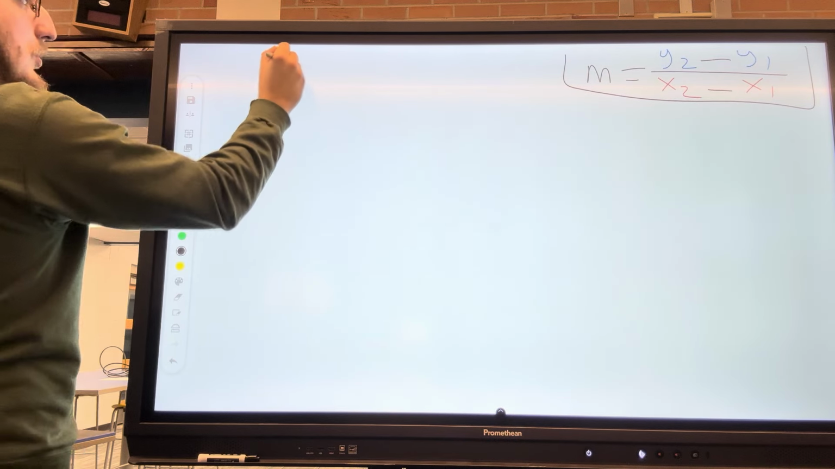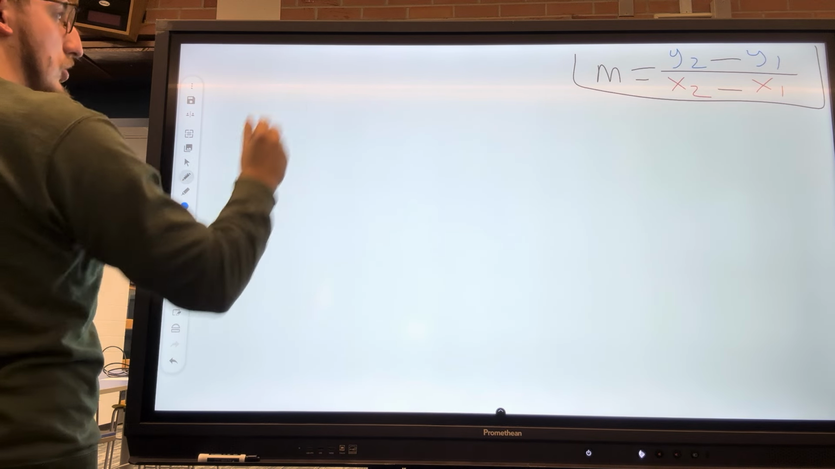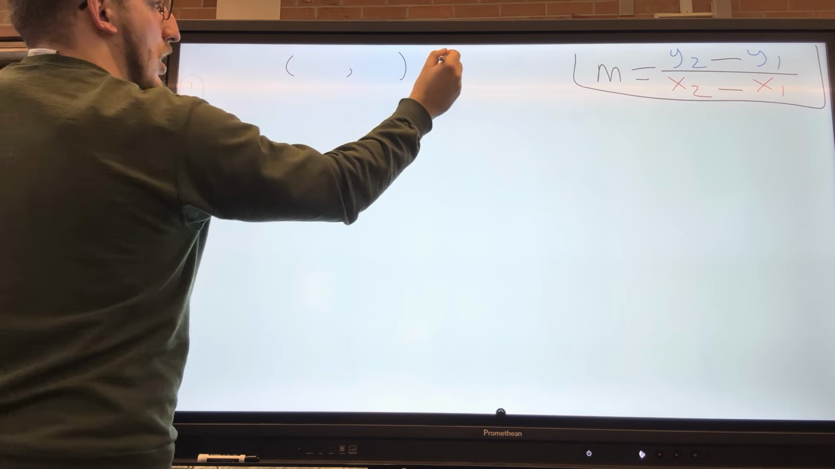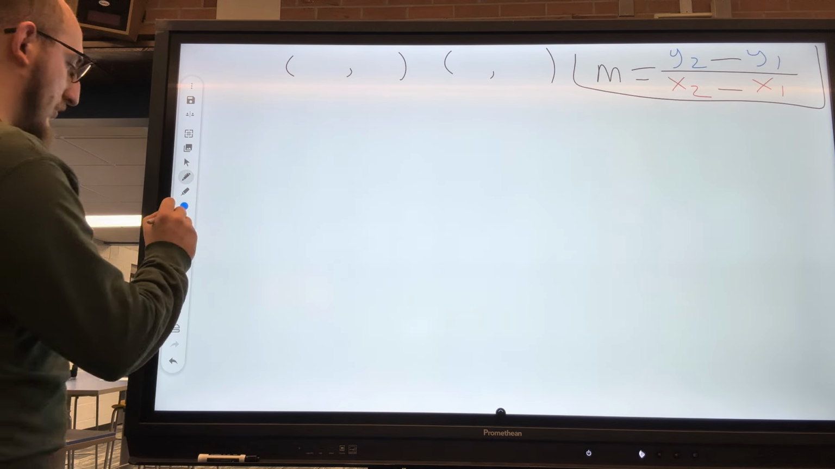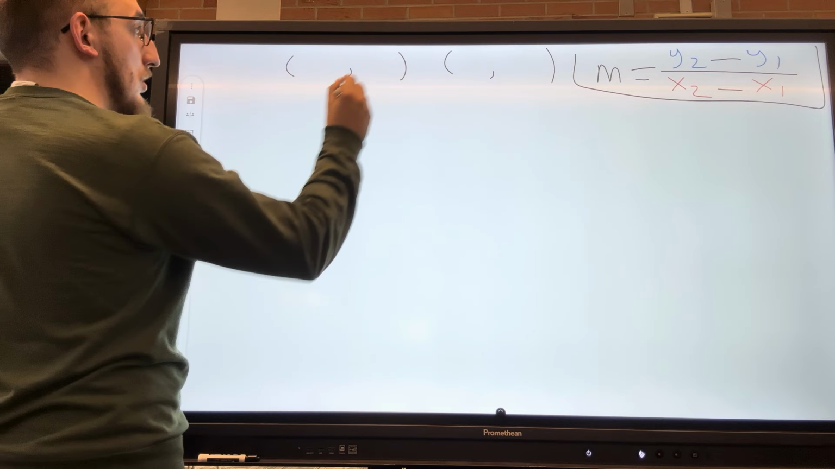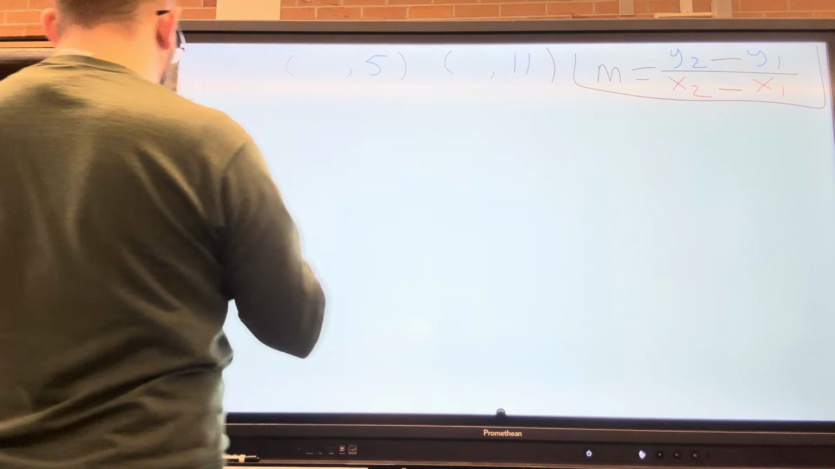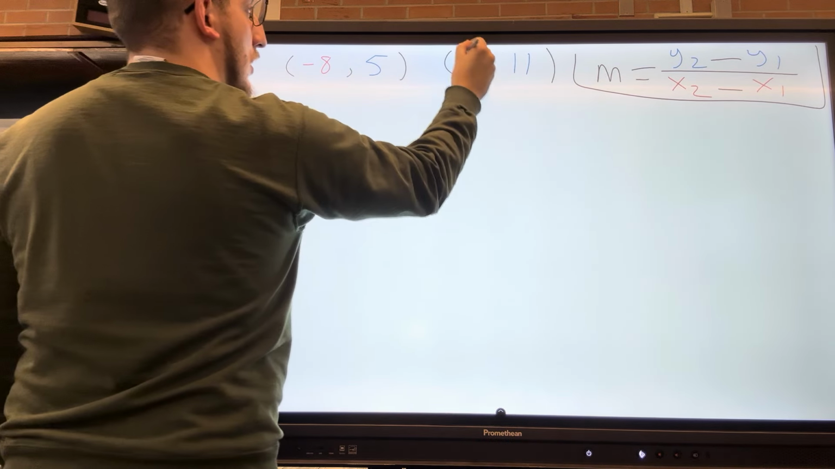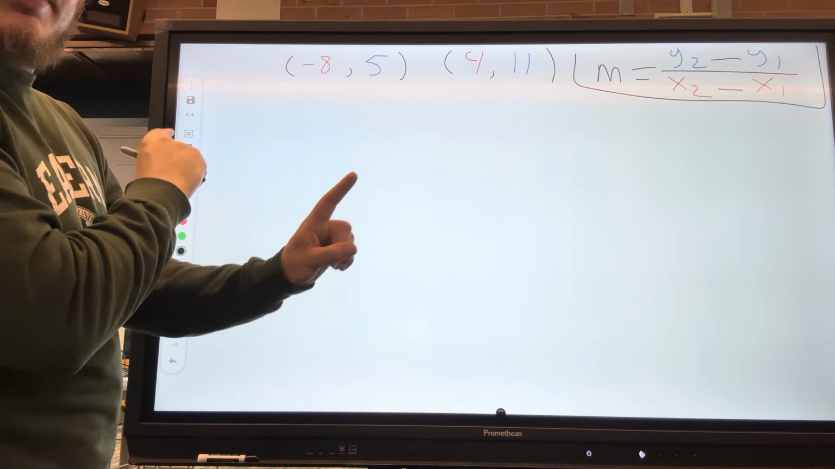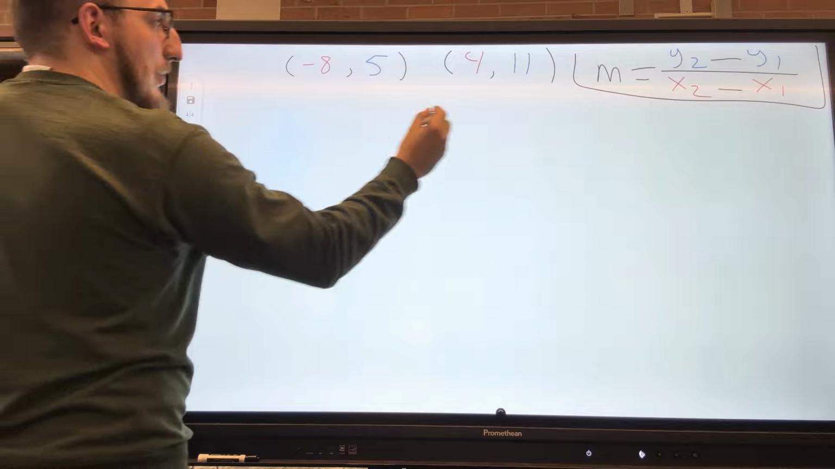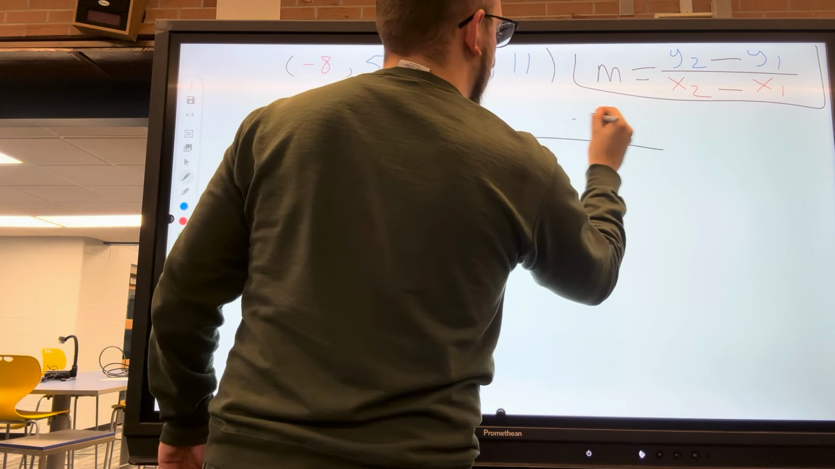Now let's pick 2 points. These are the points I'm going to work with, the points that we had just prior. Our 2 points were -8, 5 and 4, 11. Now, in my left example, I'm going to leave it be. In my right example, I'm going to switch it. So I'm going to put a little line in the middle. And I'm going to have an example on this side.